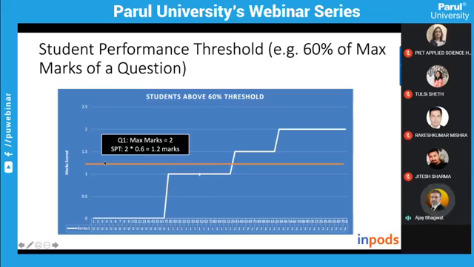Obviously, we don't give marks in 0.2 fractions. We may give marks in 0.5 as fractional marks, but since the threshold is arriving at 1.2, we can consider that value here, and then we have to understand how many students are above this and how many students are below this.